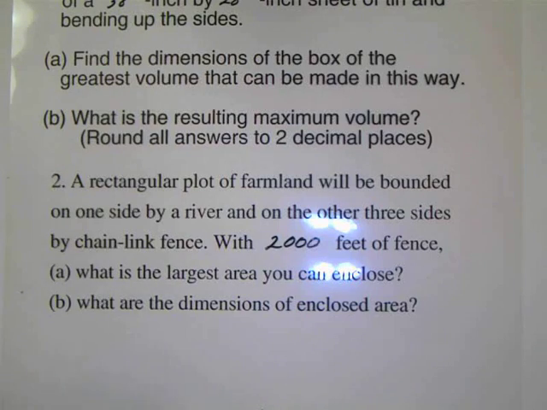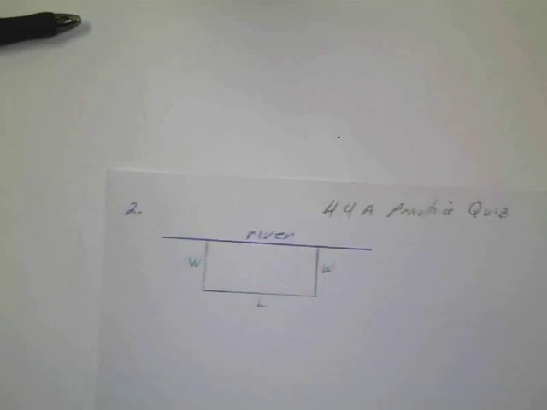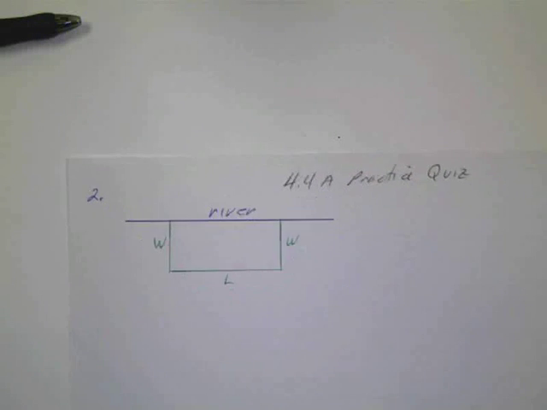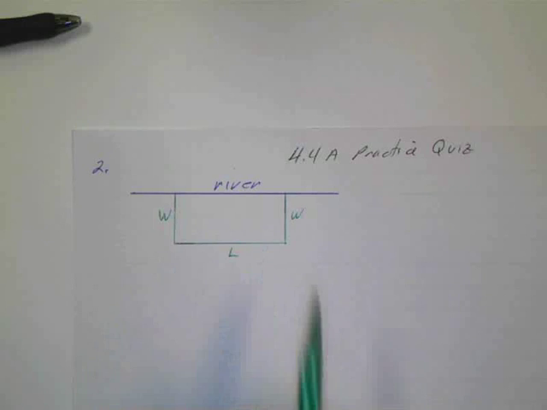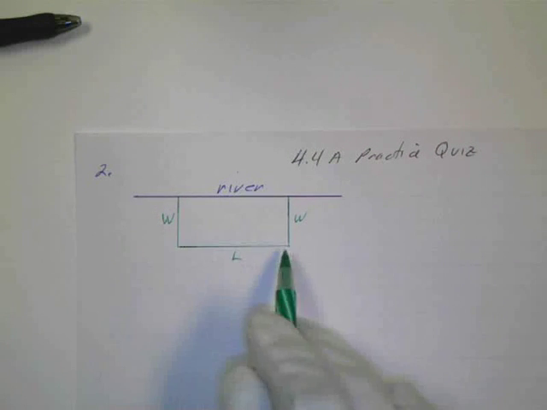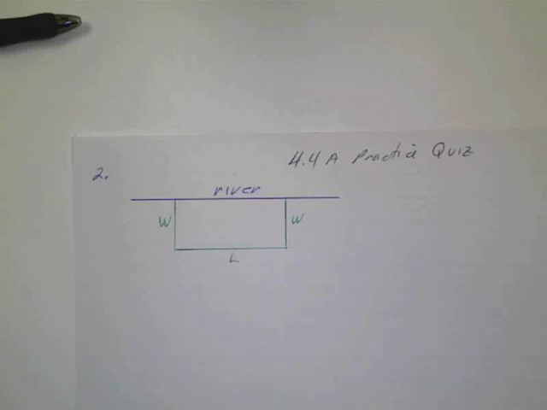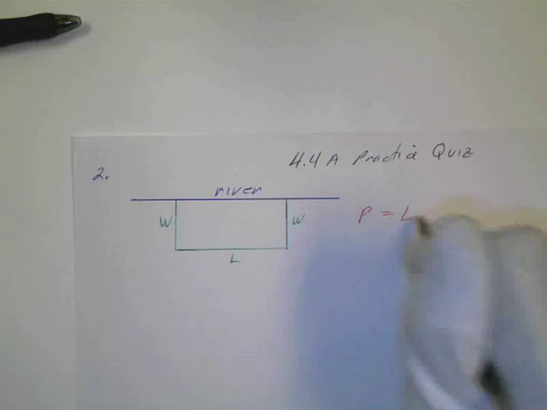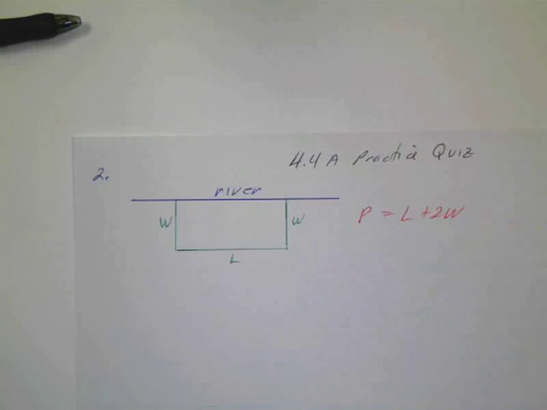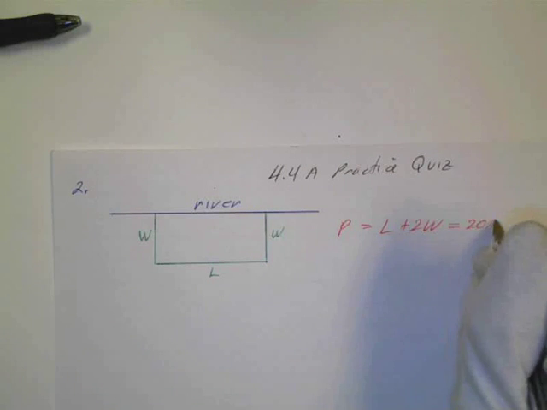Okay, so we draw a sketch over here. This is the river and this is our rectangle, except we only have to worry about 3 sides. So this would be a width. This is going to be the same width and the length. And we know the perimeter, the amount of fencing we have altogether. Well, the perimeter would equal length plus 2W. But how much fence do we have? We have 2,000 feet of fencing. So that's going to equal 2,000 feet.